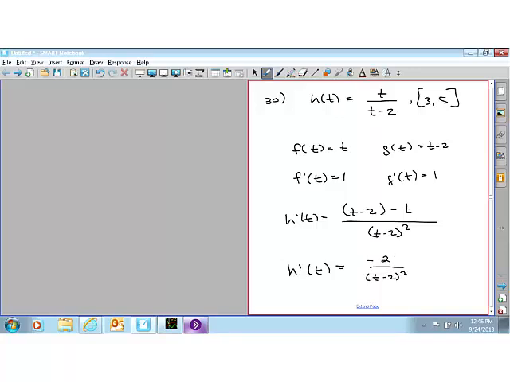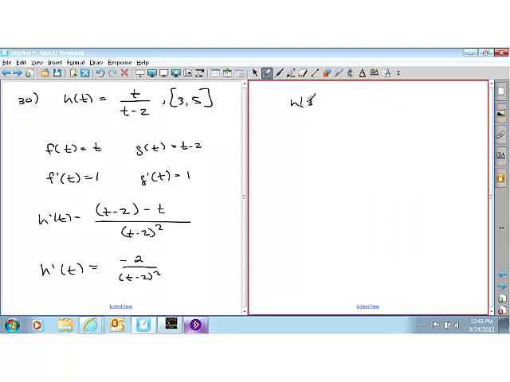So what we've done in the past is we said, what values of t does the numerator go to 0 for the derivative, so that we have a horizontal tangent line. In this case, it never goes to 0. So this has no minimums or maximums or local minimums and maximums. So all we have to do in this case is evaluate the functions at the upper and lower limits of the interval. So at 3, we get 3 divided by 3 minus 2, which is 3. And we get 5 divided by 5 minus 2, which is 5/3. So our maximum is 3, and our minimum is 5/3.